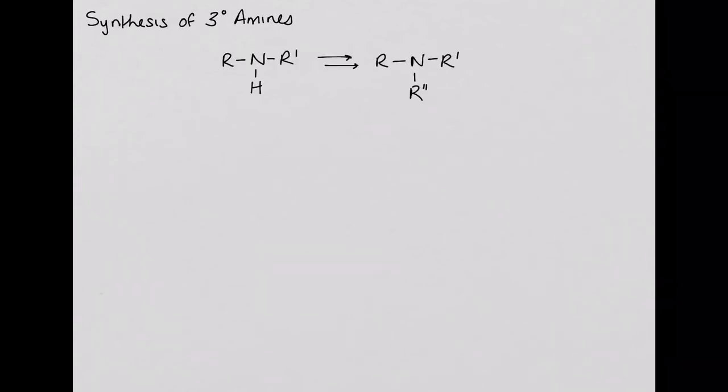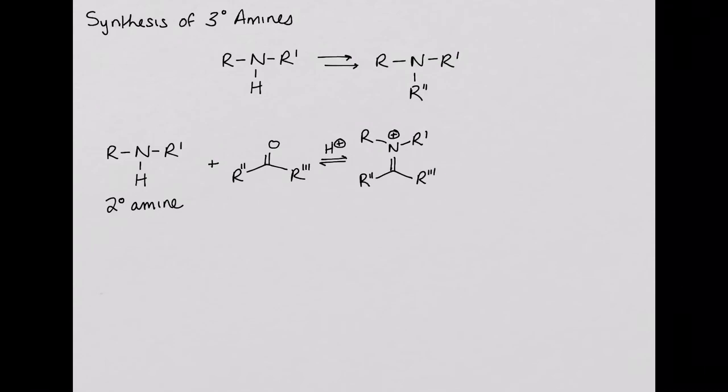This synthesis starts by treating a secondary amine with a ketone or aldehyde in the presence of an acid catalyst. This forms the iminium ion. Because a secondary amine only has one proton to leave, the nitrogen in the imine that is formed must have a positive charge. Therefore, this is an iminium ion.